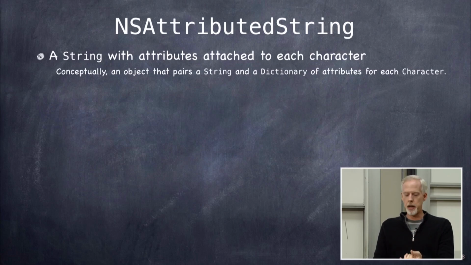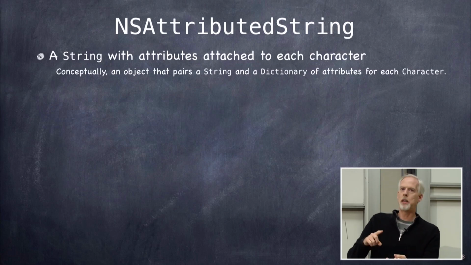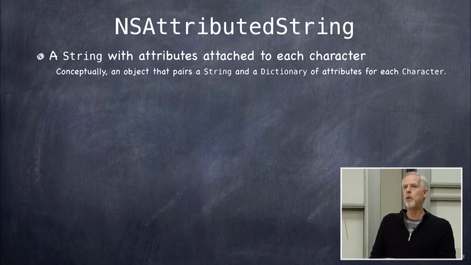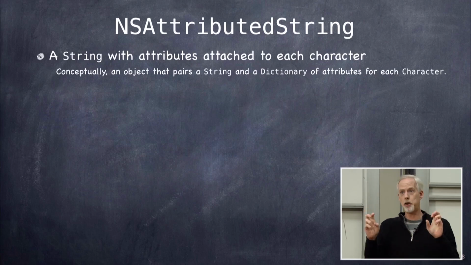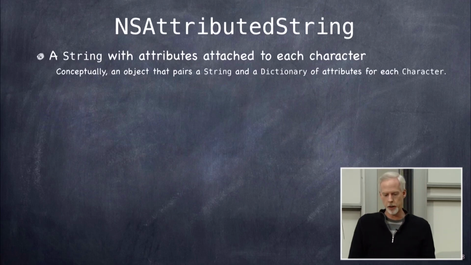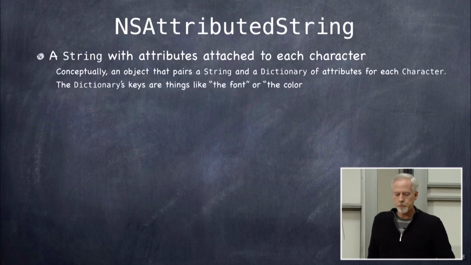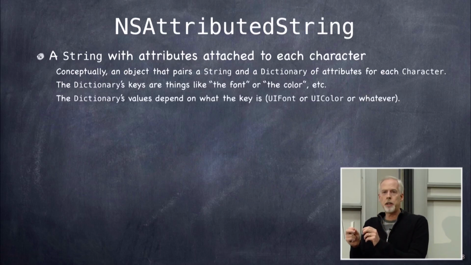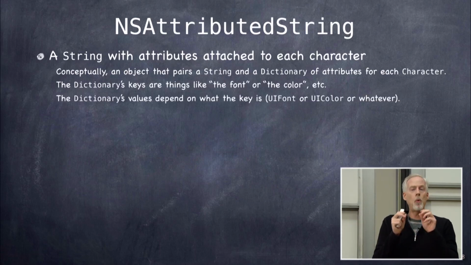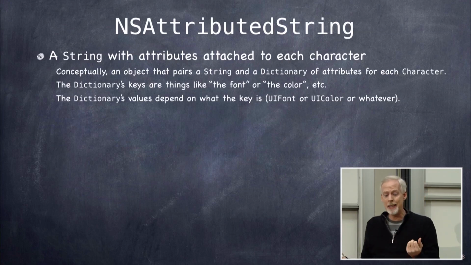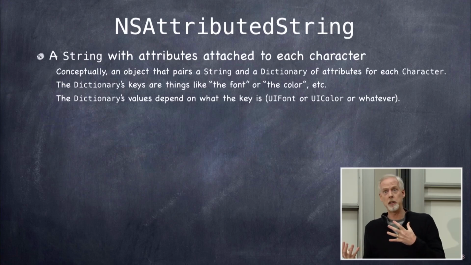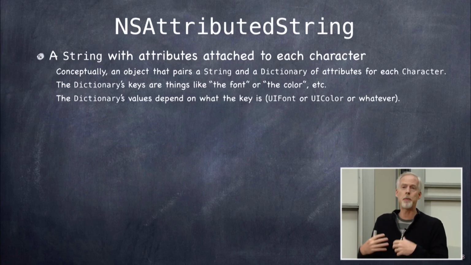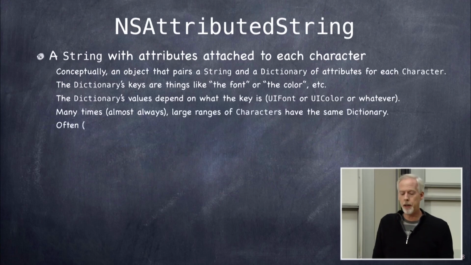Okay, so those dictionaries can have things like font, color, all these things. That's what an attributed string is, right? A string with attributes for each character. The dictionary that each character can have, the keys are well known. You can look them up in the documentation. The values depend on the type of thing. So sometimes the values are UIFont, which is a font thing. Sometimes the values are colors. Sometimes they're floating point numbers, etc.